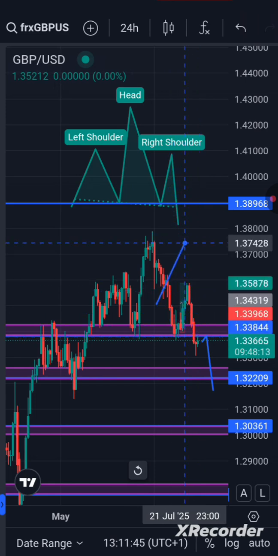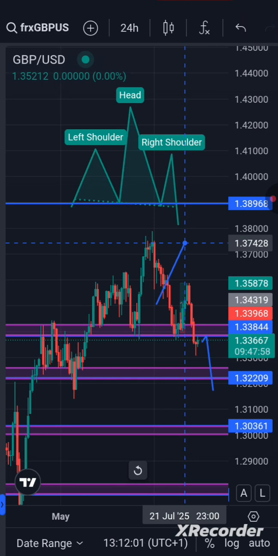So basically, in short, what I'm saying is that as a trader, either you're a swing trader or a day trader or a positional trader, what is ideal for you is to look out for all these chart patterns on the higher time frames. It's either the weekly, the daily, or the 4-hour time frame.